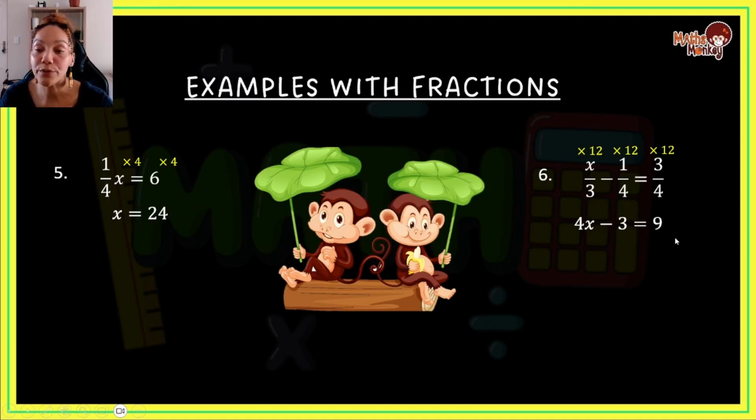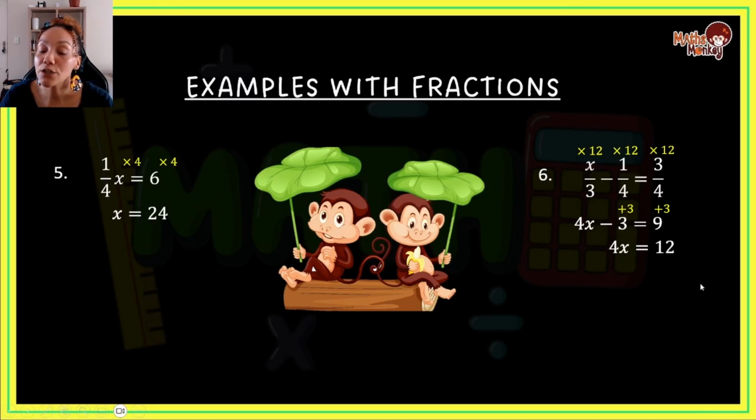Now what I want to do is get the variable on its own, and get the constants on one side. So I'm going to remove the 3. But now you already know, how do I remove that negative 3? I do the opposite by adding 3 on both sides. Okay, so then if I add 3 on both sides, I end up with 4x equals, and then 9 plus 3 gives me the 12.